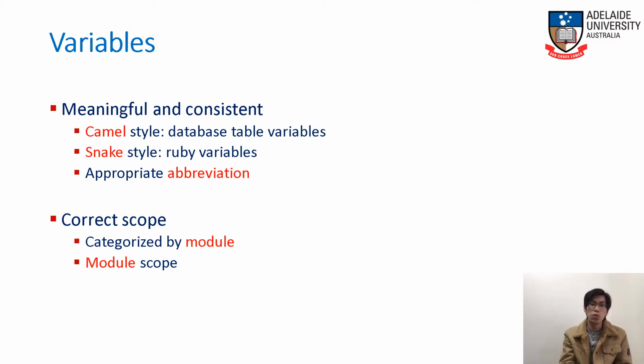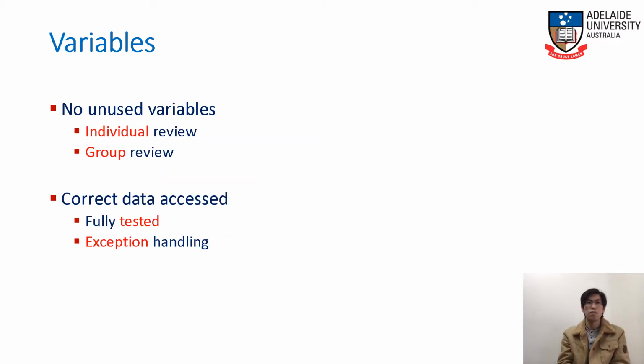As for the scope, all the functions and files are categorized by the module, so they all have a module scope. It can be guaranteed to be correct. Unused variables will be removed by conducting individual review and group review. The data will be fully tested before using, and there is error exception handling to make the system stable.